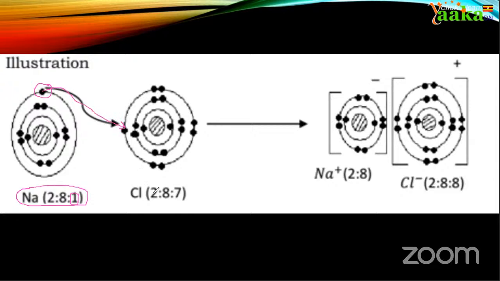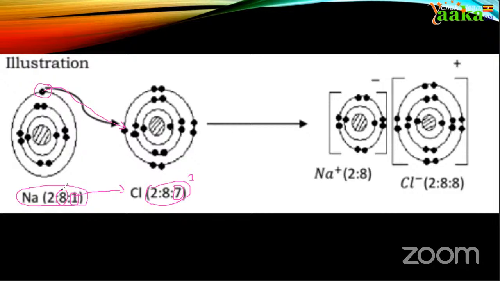We see that chlorine's electronic configuration is right here. Chlorine has 7 electrons in its outermost shell, so it's going to need an addition of 1 to become stable. And this one is going to come from sodium, because sodium needs to lose 1 to become stable, to have a full shell here.